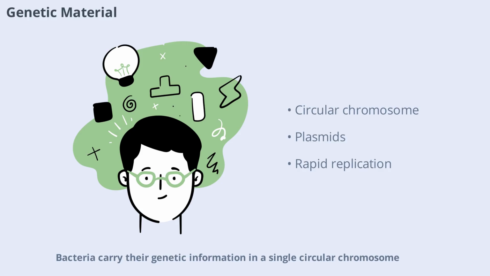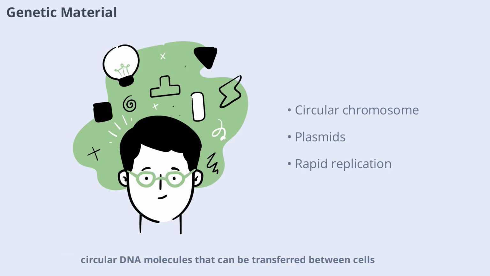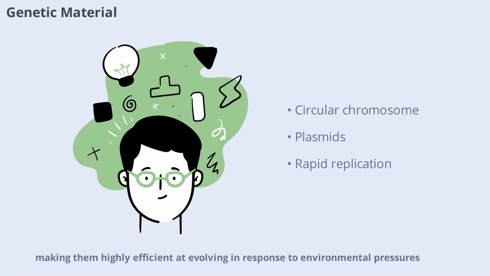Bacteria carry their genetic information in a single circular chromosome. Some also possess plasmids, small circular DNA molecules that can be transferred between cells. Plasmids often carry genes for antibiotic resistance or virulence. The nucleoid region is where the chromosome is located, and it's not separated by a membrane. This arrangement allows bacteria to rapidly replicate and adapt, making them highly efficient at evolving in response to environmental pressure.